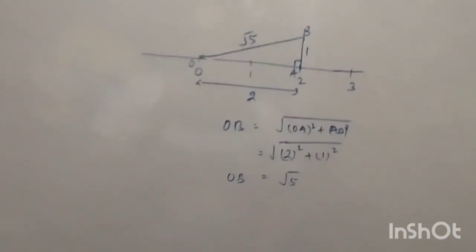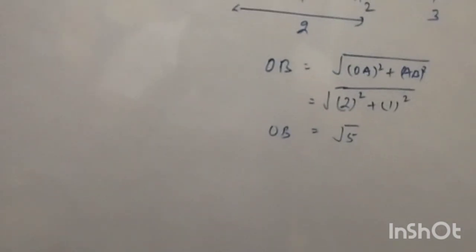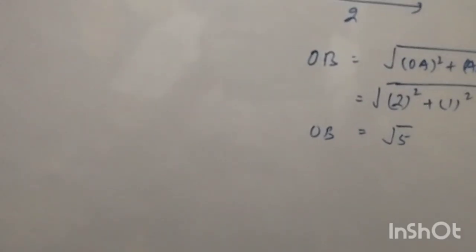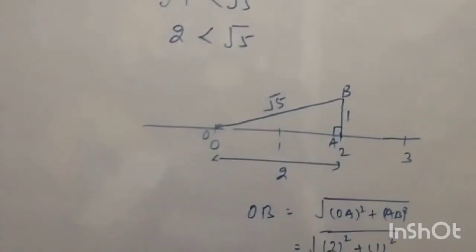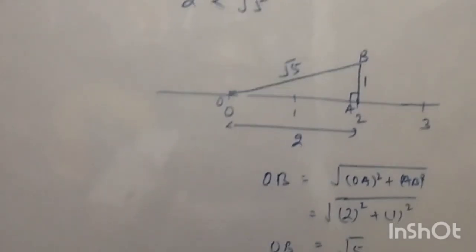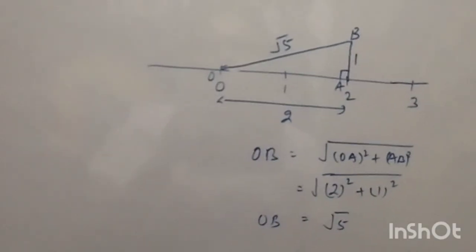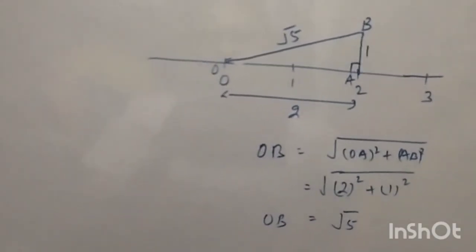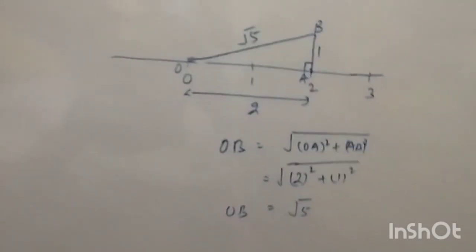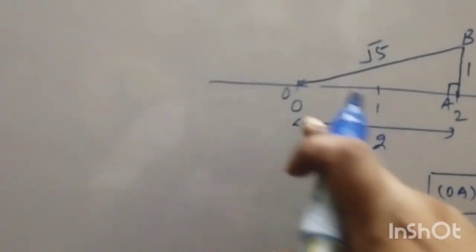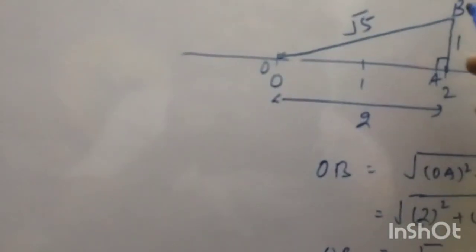So till now we know that OB will be root 5, and how we know it? Because OA is 2 and we have drawn a perpendicular on A stating AB, and the unit is 1 unit. So after applying Pythagoras theorem on this right angle triangle OAB, we come to know the length of OB, which will be under root of 5. So the next step would be taking OB as radius, we'll draw an arc.